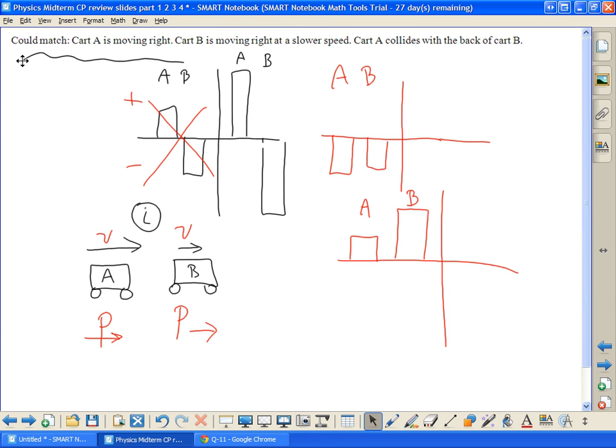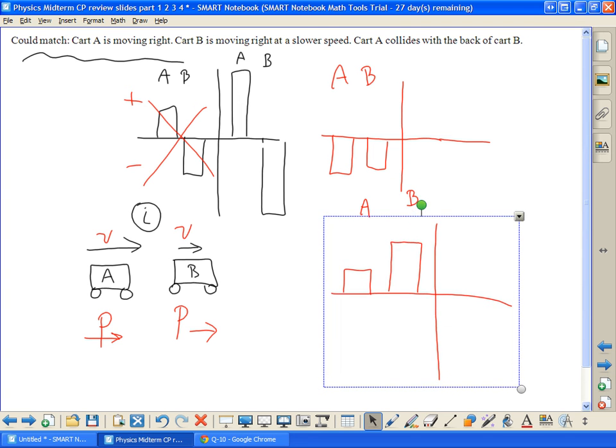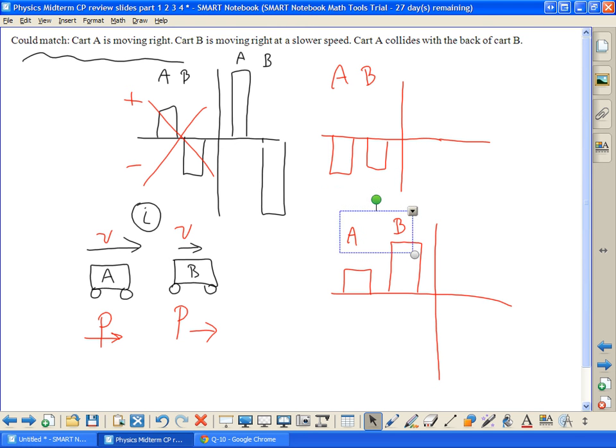These are all momentum. We always use momentum charts. We don't make velocity charts because velocity is not a quantity that's conserved. Both of these could totally be pictures of a situation where A is moving faster than B. This could be, and this could be. Since momentum is mass times velocity, A could have a big velocity but a tiny mass, and B could have a smaller velocity but an enormous mass.